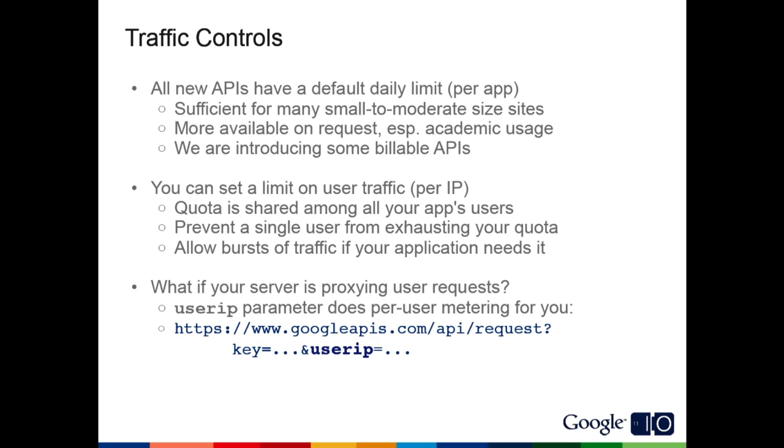You may ask, what if your users are querying your server and your server is relaying that request to Google? And we have thought of that. There's a very simple way of just putting that user's IP in the request URL, and Google will do all the metering on your behalf.